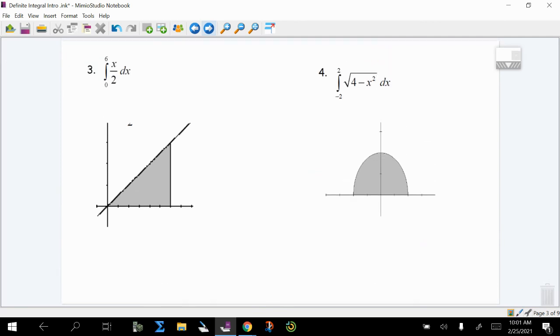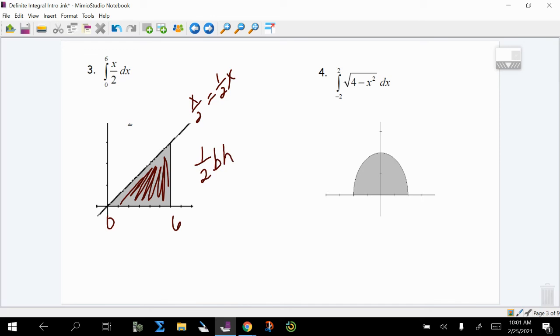2 more. So the next one, we are going from 0 to 6. We are looking at the function x over 2, which is just the same thing as 1/2 x. So it's just a function that has a slope of a half. And you'll notice that when I do this, the area that ends up bounded is a triangle. So triangle, 1/2 base times height.